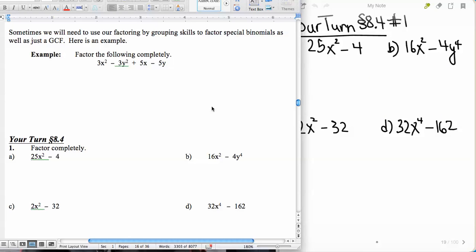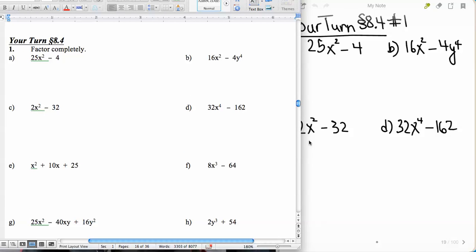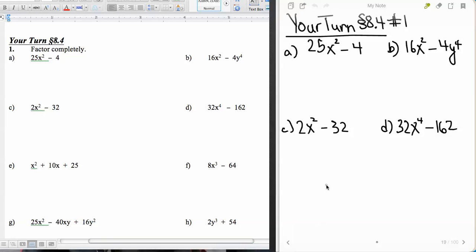Now we're going to practice with the your turn here, and we're going to work on multiple factoring strategies. So why don't you guys write down as many as you can see here, shut off the video, try to do them on your own, and then come back and see how you did. So I'm just going to continue on.